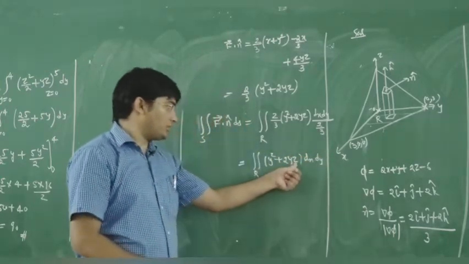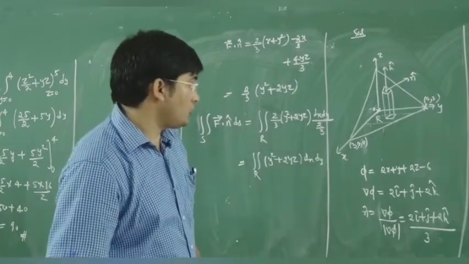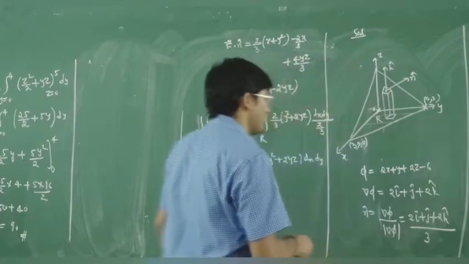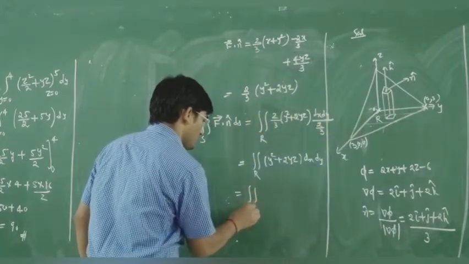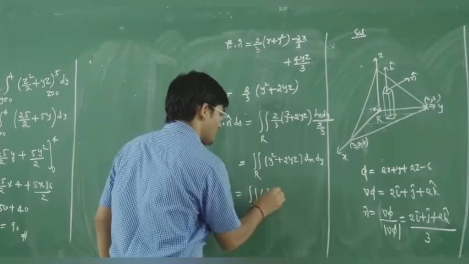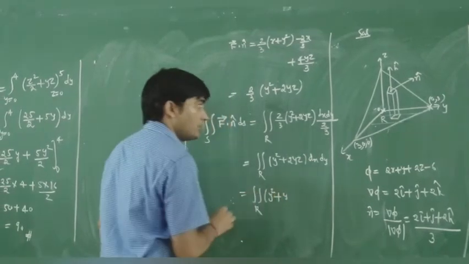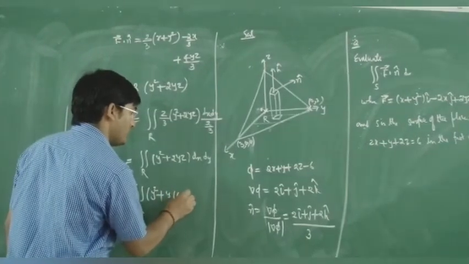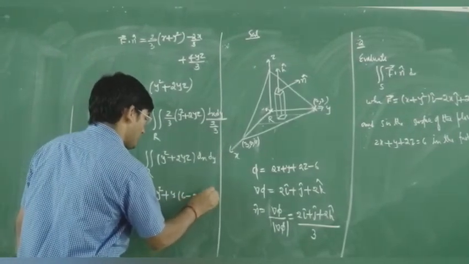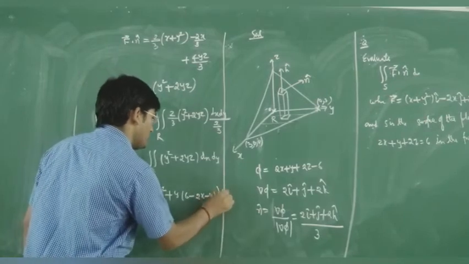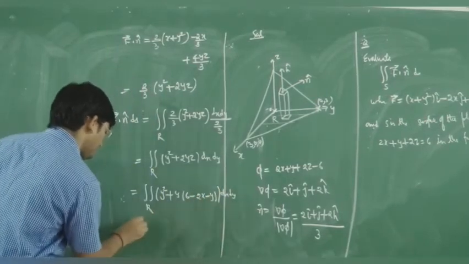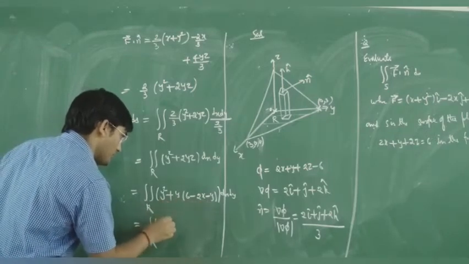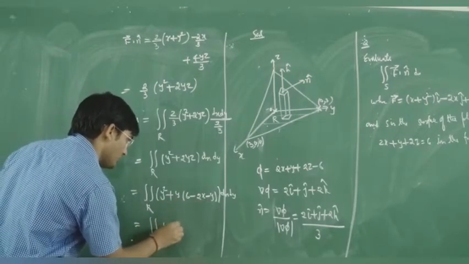Now here we have to remove this z. So the value of 2z is 6 minus 2x minus y, and then we take the double integral over R. Now the minus y square plus y square will get cancelled, so we have y into 6 minus 2x dx dy.